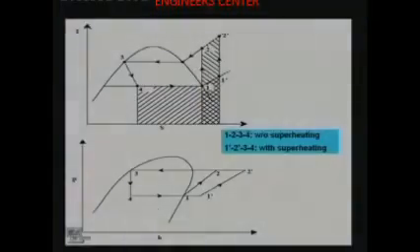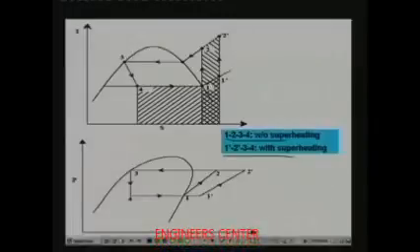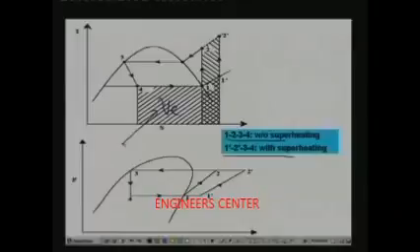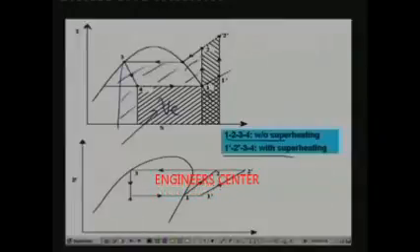This figure shows again, just like subcooling, the cycle without and with superheating on TS as well as PH diagrams. Look at the TS diagram: 1, 2, 3, 4 is without superheating. If you do not have any superheating, what is your useful refrigeration effect? This is the useful refrigeration effect, this area. And what is the work of compression? We have seen that the work of compression is in fact this entire area. So this is QE and this is your work of compression without superheating.